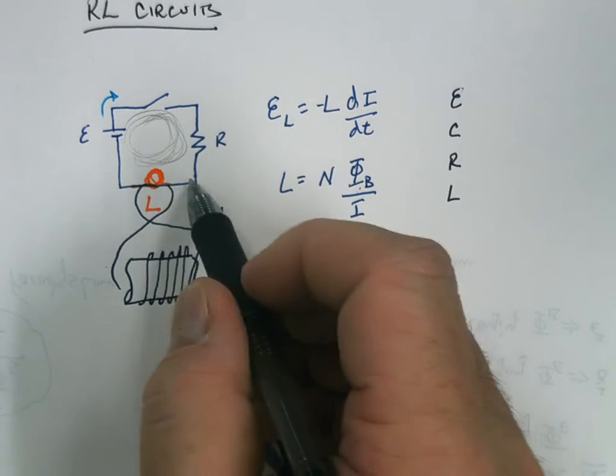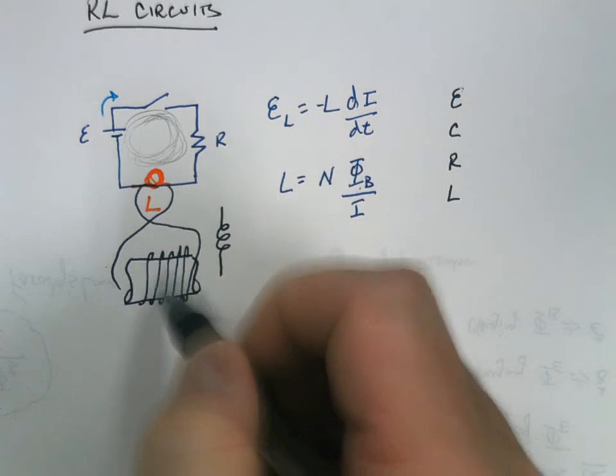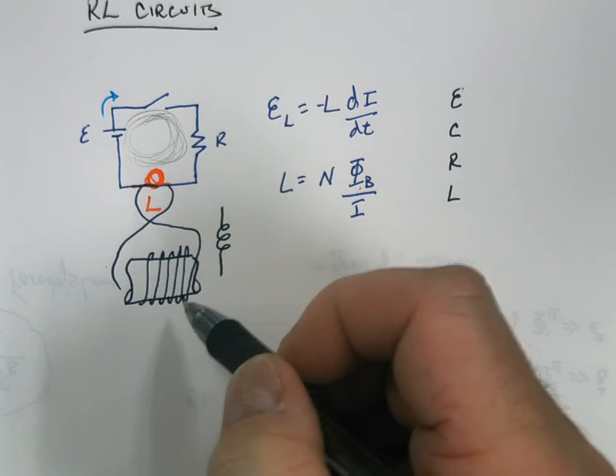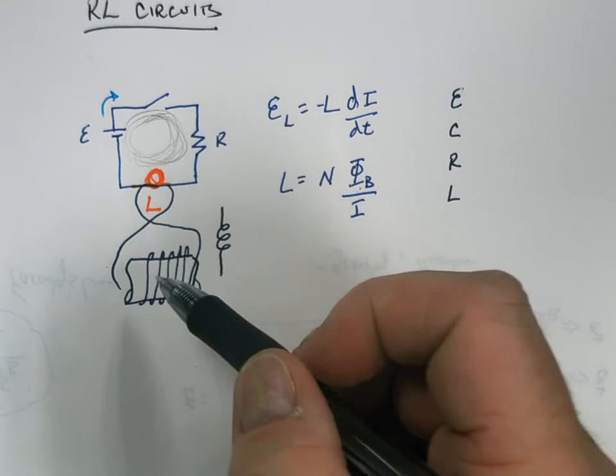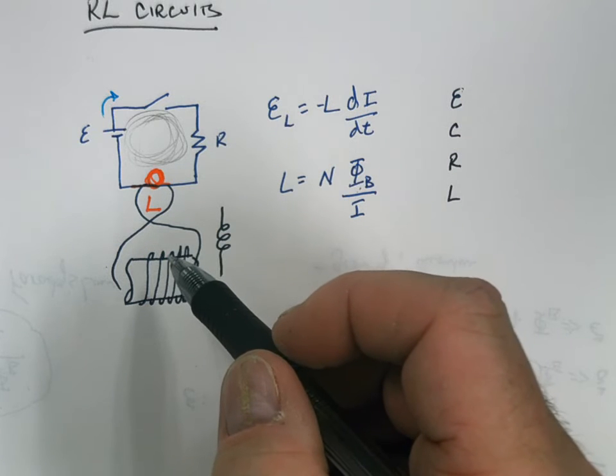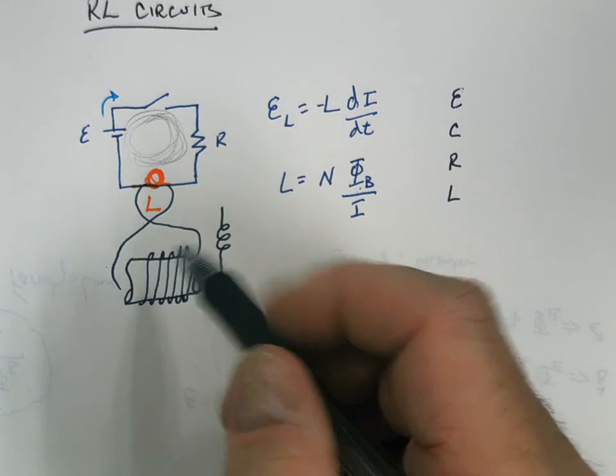So it comes through here, it loops around, and it creates, what do we call this? The solenoid. There it is.